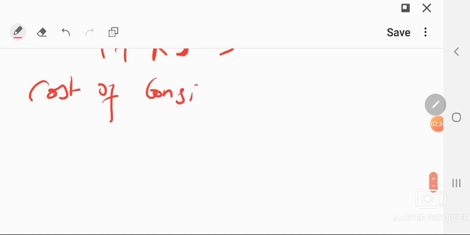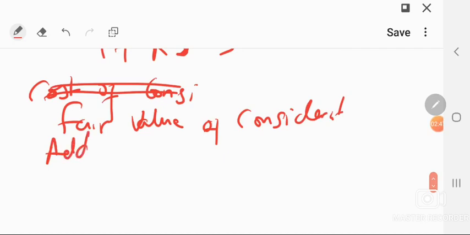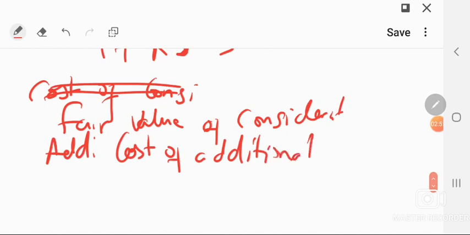Let's talk about the fair value. Sorry, let me just rewrite that properly. The fair value of the consideration, meaning how much you sold this for. Then the next one is to add the cost of additional investment. This comes in because, for you to gain more shareholding, you obviously incur a cost. So that has to be added to the amount of proceeds that you sold.